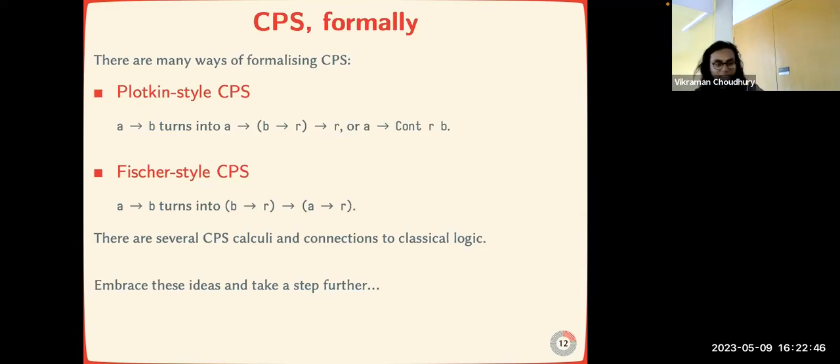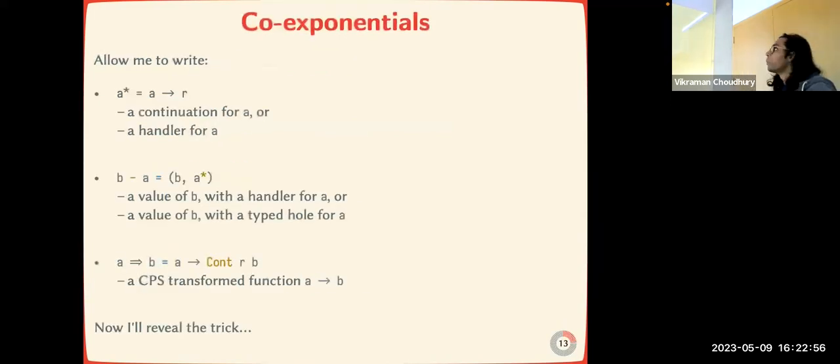and all other things. So this was just a brief overview of continuations and the continuation monad, and I'm going to take a step further. So continuation monad, and now I want to go to co-exponentials. So what are these things? So what I want to write is a star as a to r, which is a continuation for a, or if you allow me to call it a handler, it's a handler for a. Okay, and b minus a is a value of b with a handler for a.